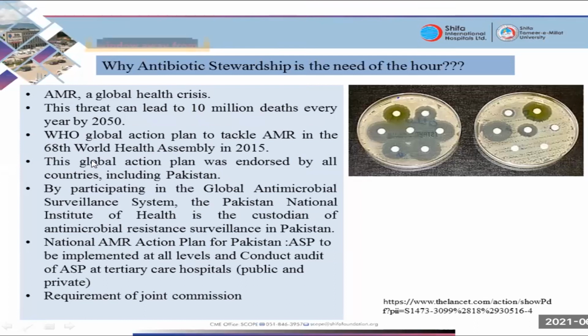WHO in 2015 came out with a global action plan and mentioned the need for antimicrobial stewardship. And this plan was endorsed by all the countries, including Pakistan. South Asia is also known as a hub for MDR bacteria, and in Pakistan, NIH is the custodian of AMR surveillance. NIH has also given its own plan, which is the National Action Plan Against AMR. It was given in 2017, and it also highlights the importance of establishing antimicrobial stewardship programs in hospitals.